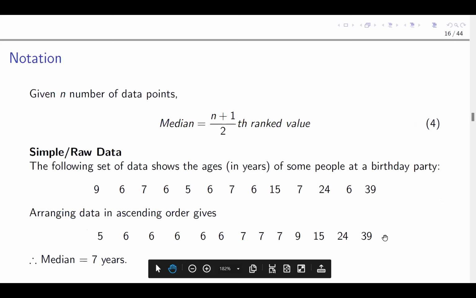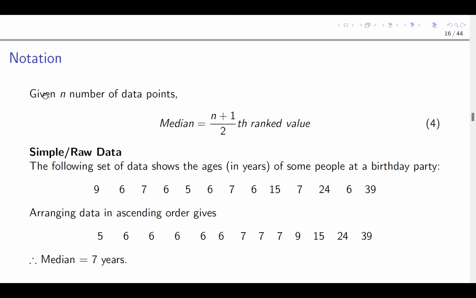So as a way of notation, let's say we are given n number of data points. How do you find the median? The median is your (n plus 1) over 2 ranked value. So you find the total number of counts that there are in your data, you add 1, divide by 2, and that gives you the position of your median.